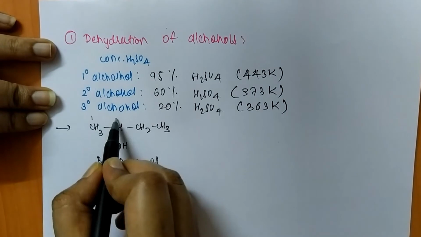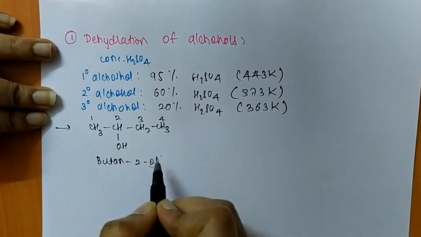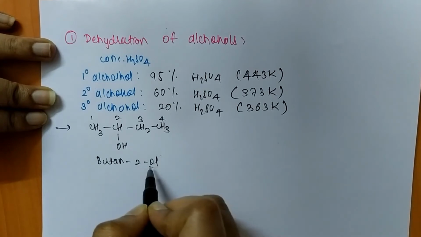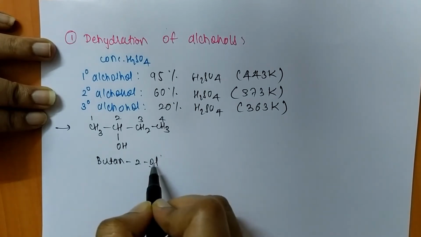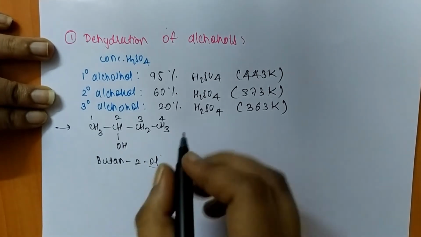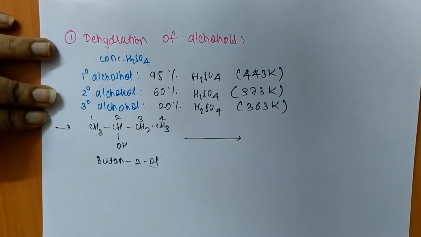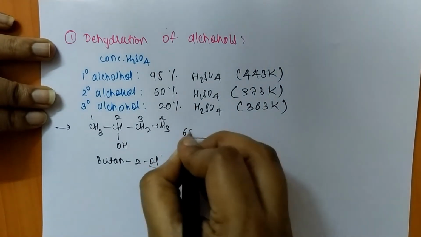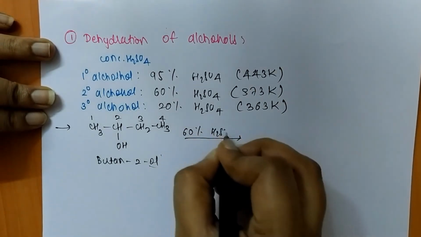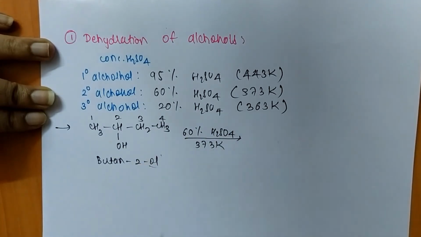Because if we are counting from here 1, 2, 3 and 4, so at the second position there is an OH group which gives ol, and of course this has 4 carbon atoms, so therefore butan-2-ol. Now this particular compound, definitely we know that it is a secondary alcohol, so therefore we should react it with 60% of H2SO4 at a temperature of 373 Kelvin.